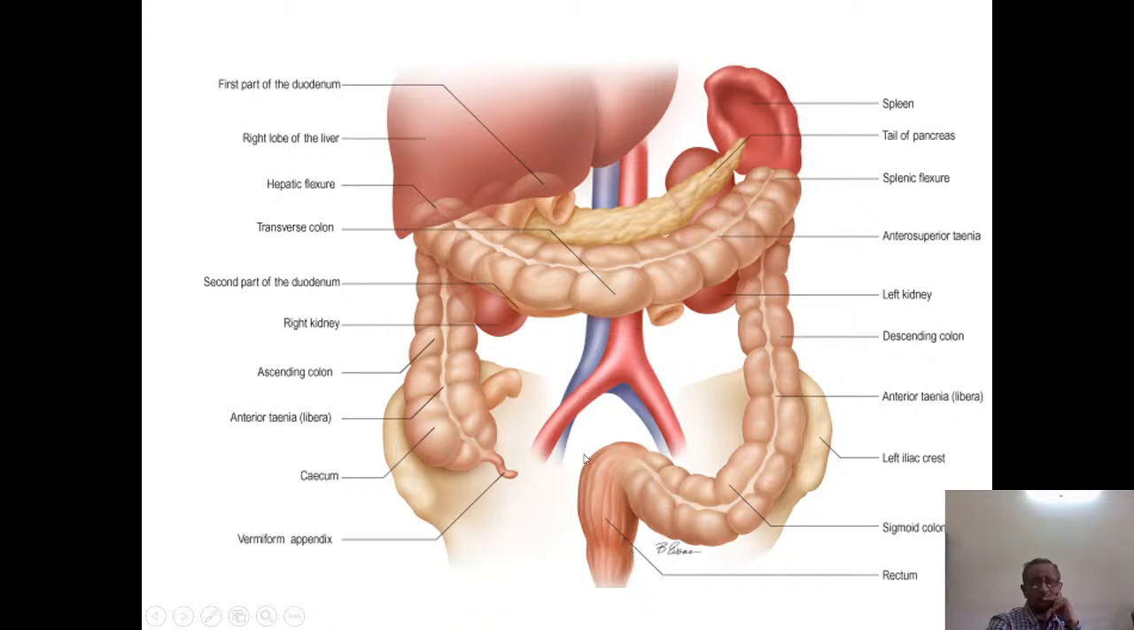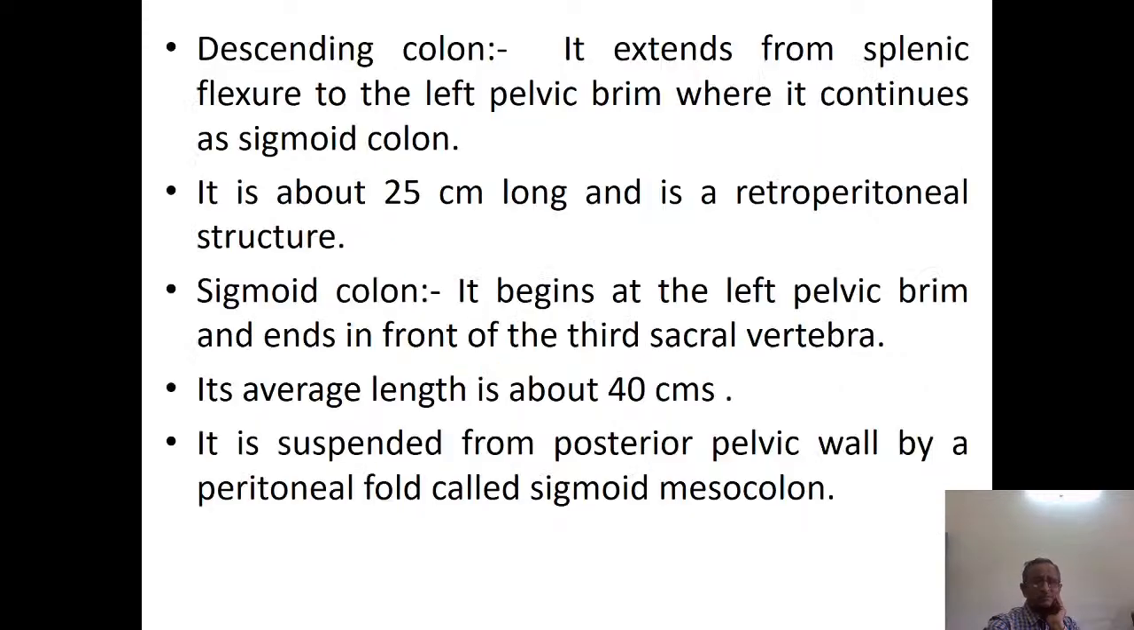So here what we are seeing is the ascending colon taking a bend to the left below the liver. So we are calling it the hepatic flexure here, and then it is coming to the left until it reaches the space below the spleen, where we are seeing it as the splenic flexure and continuing down as the descending colon. This transverse colon is about 50 centimeters in length, and it is suspended by a mesocolon, that is a peritoneal fold, and it is mobile in the abdominal cavity.